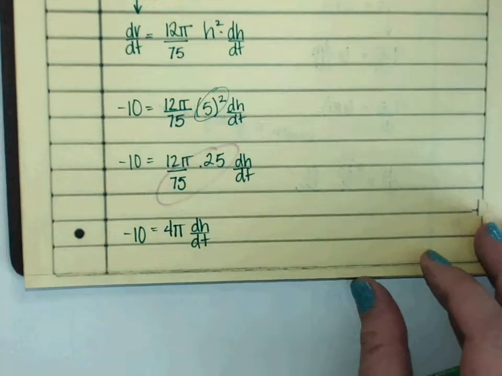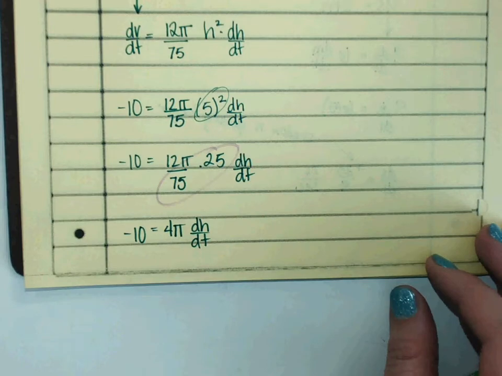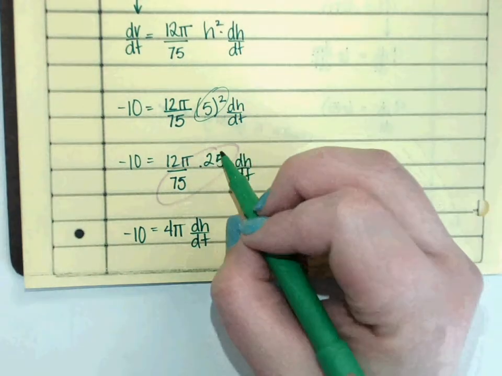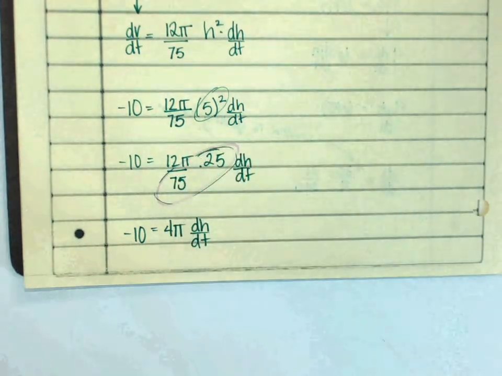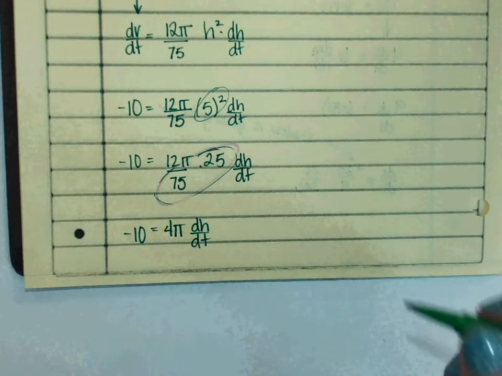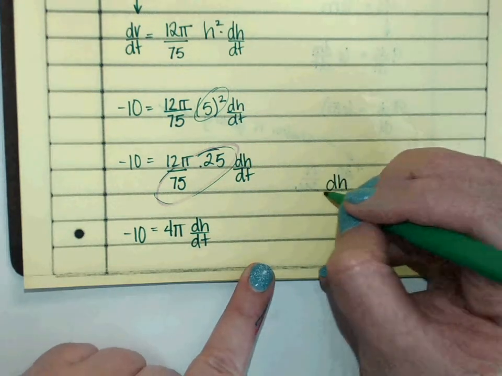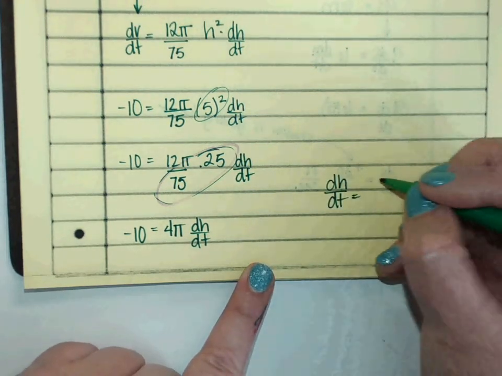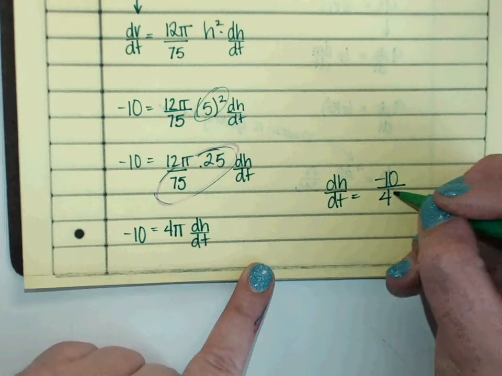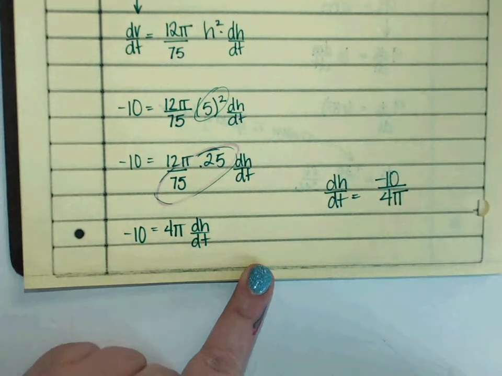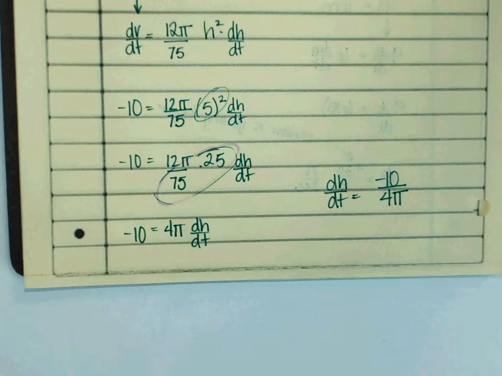So 25 out of 75, this gives me 1/3 when I reduce that. Then 1/3 of 12 gives me 4 pi. What's my last step? Divide, so I'll have negative 10 over 4 pi. Now, I can reduce it if I want to, but nobody cares, right?